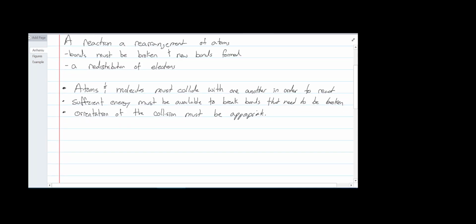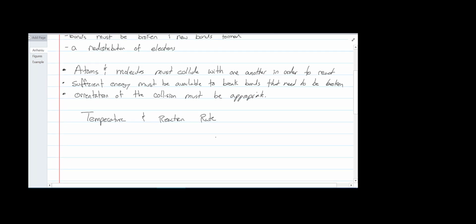Okay, so we'll start with the obvious, that the collision has to occur, and we'll get to the orientation. Let's talk about the energy. Temperature and reaction rate. We know that when the temperature increases, the rate usually increases. It's not 100%. You could probably Google and find an example where if it gets colder, it goes faster. But the majority of reactions, as we increase temperature, they go faster.